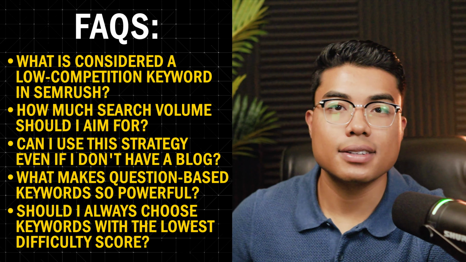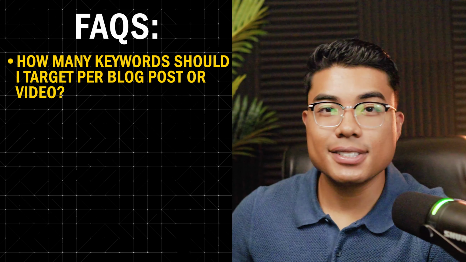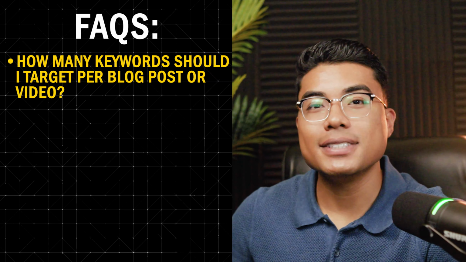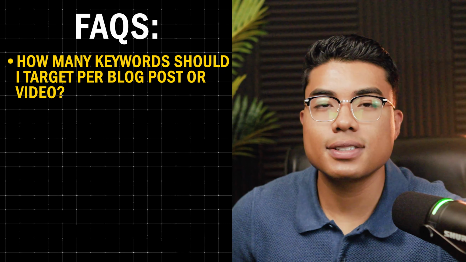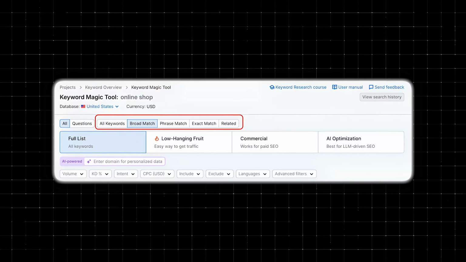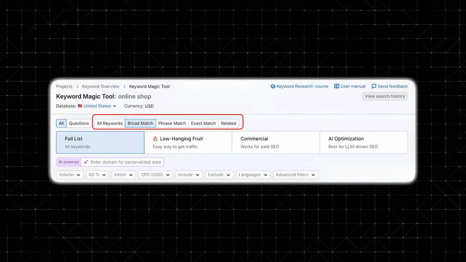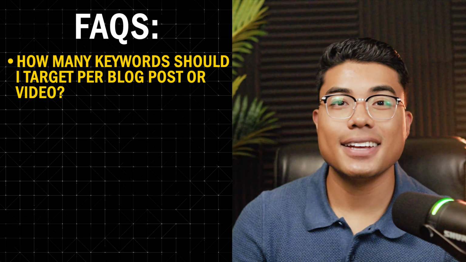but zero traffic. How many keywords should I target per blog post or video? I would say focus on one primary keyword per piece of content. And you can also sprinkle in around 2 to 3 secondary keywords, especially if they're natural variations or they're part of the same cluster. Semrush's related keywords and phrase match makes it really easy to find these. But make sure not to stuff them, just use them where they make sense naturally.